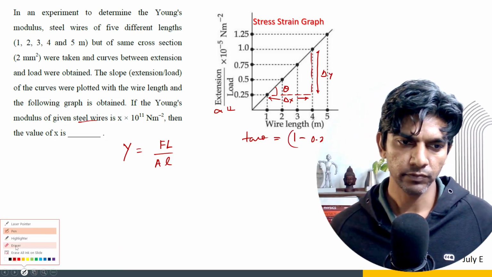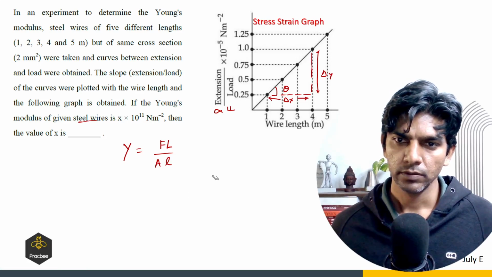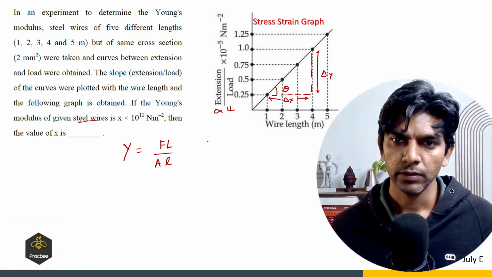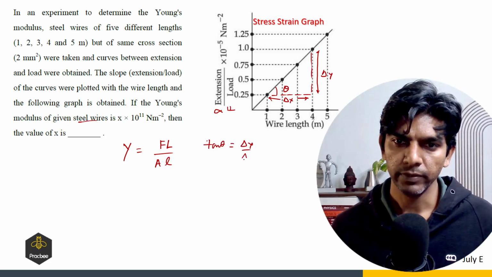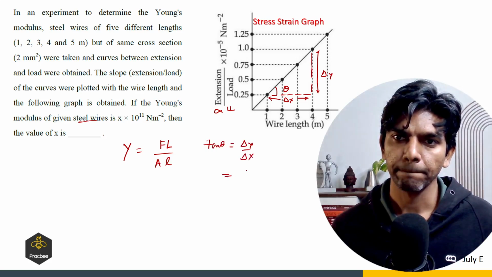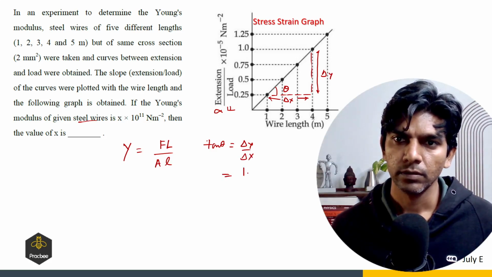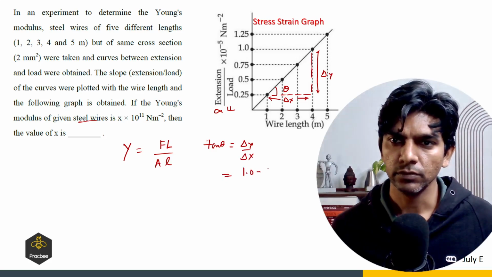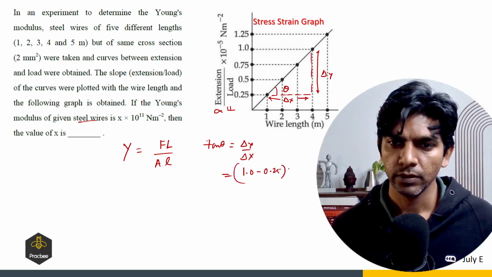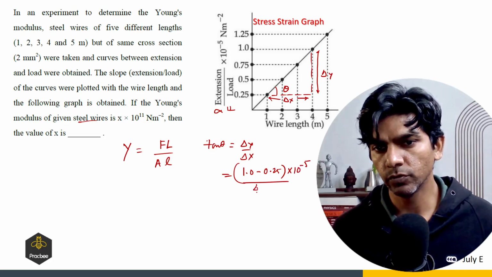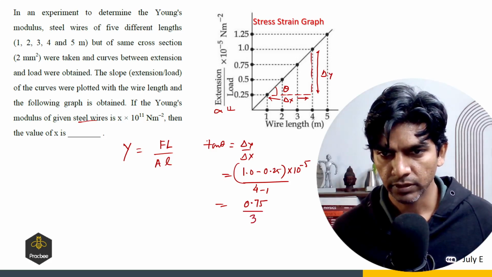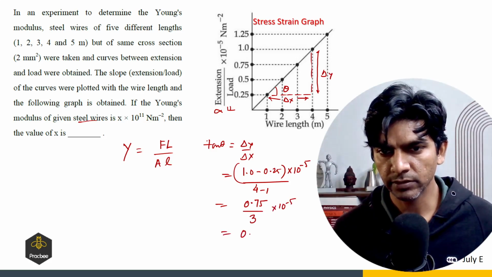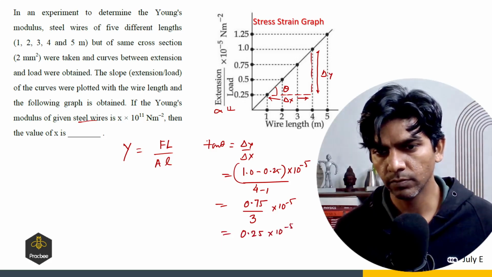Okay, let me write it somewhere here. I think this is not visible to you, so let me write here. So tan theta will be delta y by delta x, and it will be 1 minus 0 minus 0.25 times the multiplier, which is 10 raised to power minus 5, divided by delta x, which is 4 minus 1. So this comes out to be 0.75 by 3 into 10 raised to power minus 5, or we can write this as 0.25 into 10 raised to power minus 5.